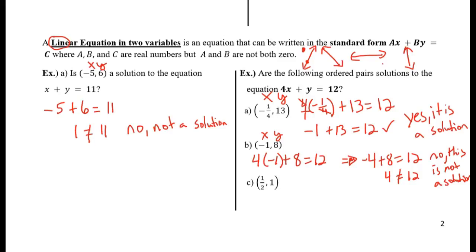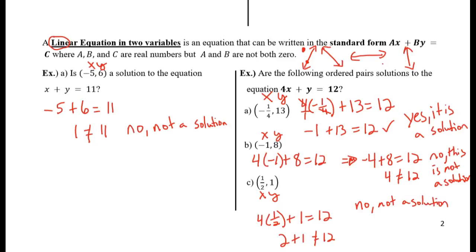Lastly, 1/2, 1. Ordered pair is x, y. Replacing x with 1/2. Replacing y with 1. I have 4 times 1/2. That is 2 plus 1. 2 plus 1 is 3. That will not be 12. No, not a solution.